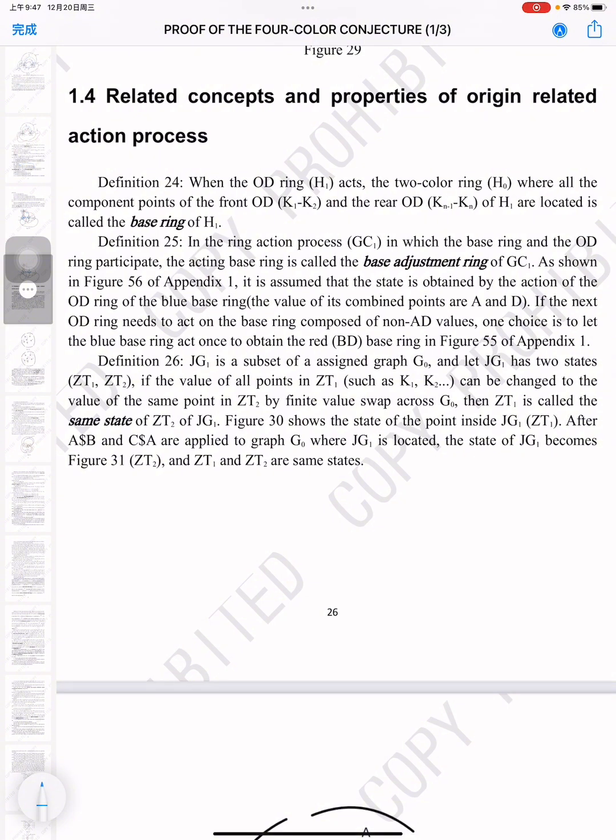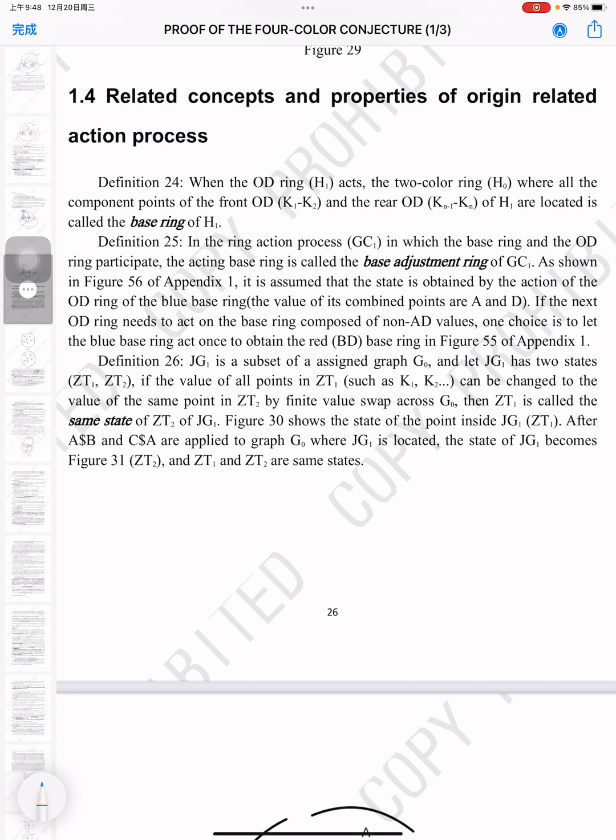1.4 Related concepts and properties of a region-related action process. Definition 24. When the OD ring H1 acts, the two-color ring H0, where all the component points of the front OD K1-K2 and the rear OD Kn-1-Kn of H1 are located, is called the base ring of H1.